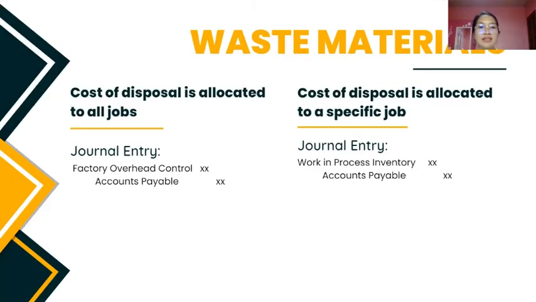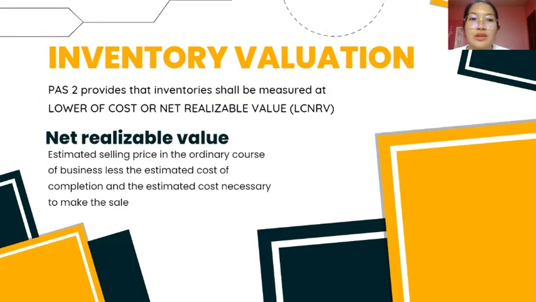Waste materials, these are unwanted or completely unsaleable materials. So only the cost of disposal is recorded. The entry is, if allocated to all the jobs, it goes to factory overhead, and if for a specific job, you also put it in work in process.